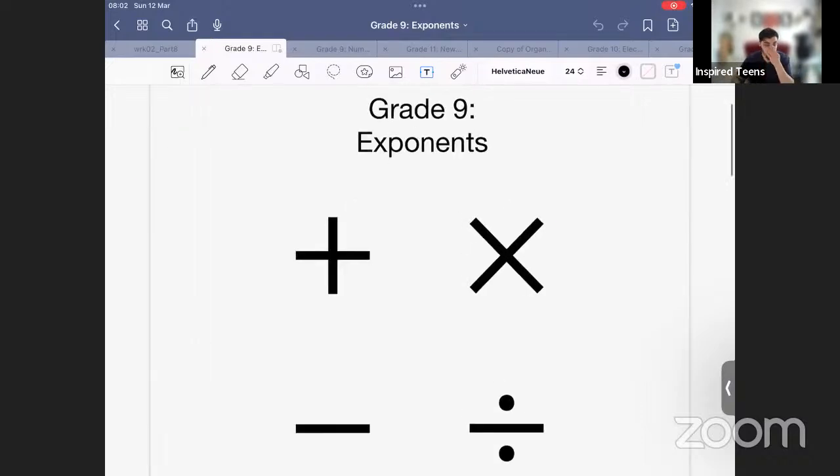Okay, so we're going to continue with exponents, which is where I believe we left off last time. Yeah, and then we're going to move on to do some patterns. Okay, and then I think we're done for all the topics for the term, so maybe next week.